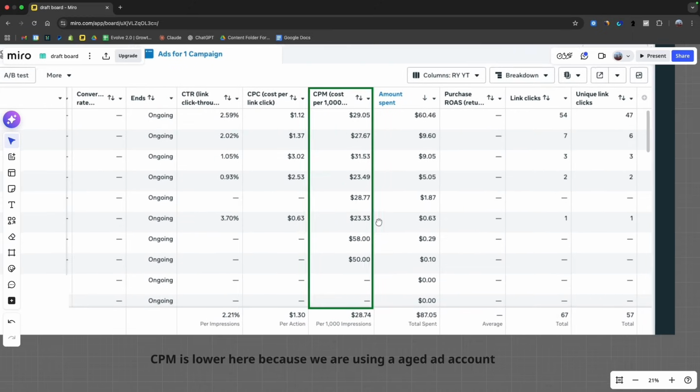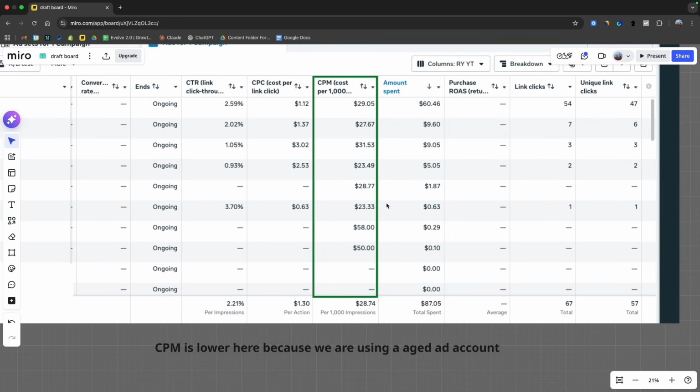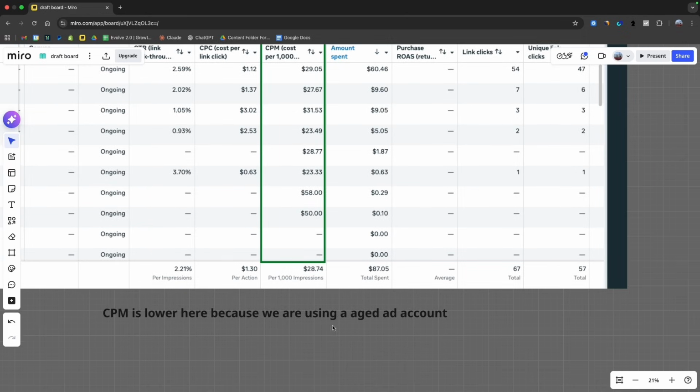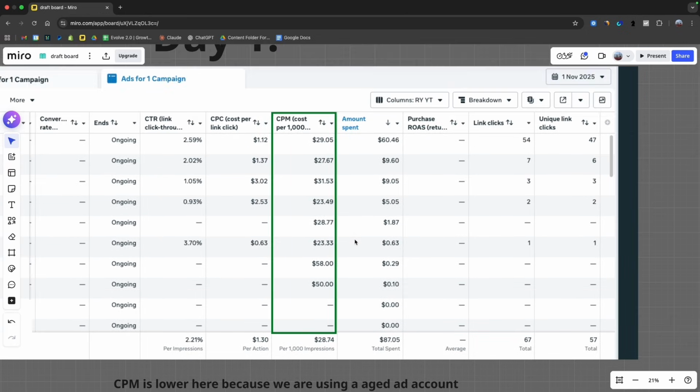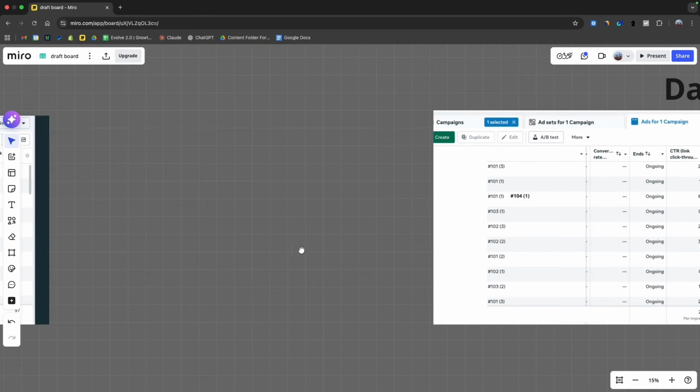The main thing I'm looking at here is the creative spend. We can see here that one creative is dominating most of the spend. Again, it's 1 day metrics. Facebook didn't even spend the full $140 budget, so I wasn't paying attention to too much here. Just an important note why I circled CPM. It's lower here because we're using an aged ad account. So Facebook trusts us more, and we're not running everything completely fresh.